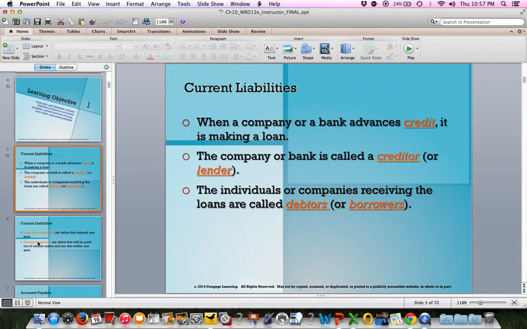So the first thing we'll talk about is current liabilities. Basically, when a company or bank advances credit, it's making a loan. The company or bank is called a creditor or lender, and then the individual who is borrowing or receiving the funds is either a debtor or a borrower. So basically a creditor or lender is the bank, and a debtor or a borrower is somebody borrowing from the bank or any party who's lending the money.